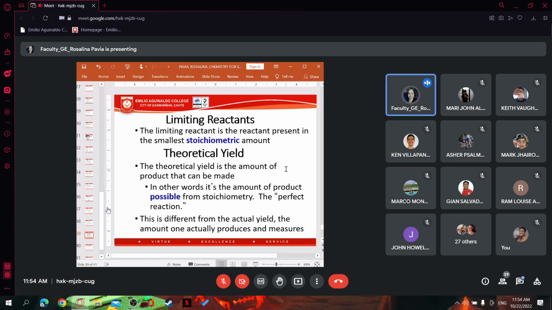Actually, you cannot get a perfect actual yield kasi it depends upon the conditions, how you perform the analysis in the laboratory. It can be that you did not weigh the correct amount of reagents. Okay? You did not, during the performance of the experiment, medyo naging lax ka, yung actual mo, very, very far from the theoretical. Okay? This is different from the actual yield, the amount when one actually produces and measures. Quantitative chemistry na ito.